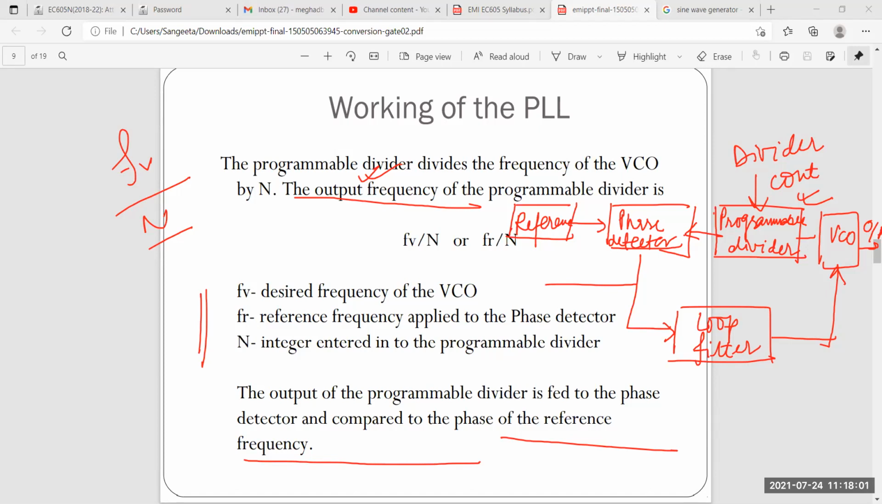So which I discussed already with you, the phase detector. Now, whatever output we get from the programmable divider is fed to the phase detector. You can see here the arrow sign. That means the output of the programmable divider is fed to the phase detector. That becomes the input of the phase detector, and is compared to the phase of the reference frequency. So what is the reference frequency that is applied to the phase detector, and what is the desired frequency? These two are compared.